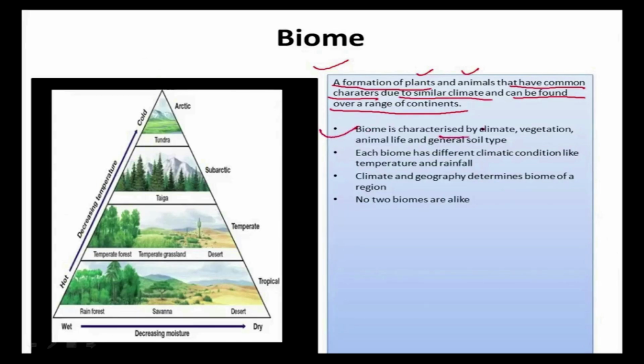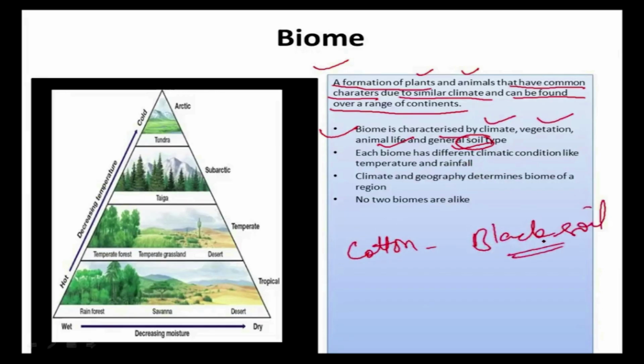So biome is characterized by the climate, the vegetation, animal life, and the soil type. So soil also plays an important role because every type of plant requires a typical soil. For example, cotton requires the black soil. So wherever there is black soil and the climatic conditions are right, the cotton can grow there.